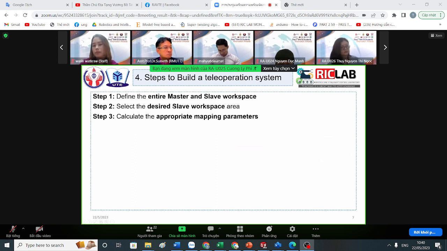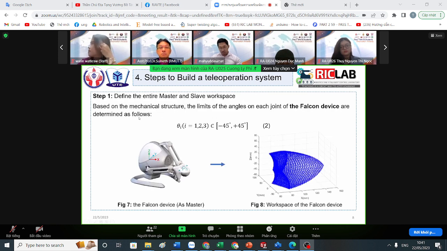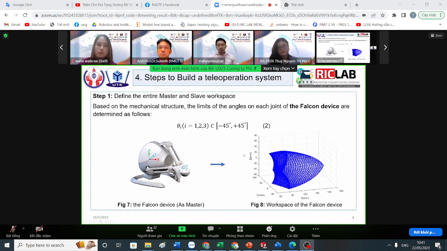The steps to build a calibration system are 3 steps. Step 1 is to define the entire master and slave workspace. Step 2 is to select the desired slave workspace area. Step 3 is to calculate the appropriate mapping parameters. First, step 1: beyond the mechanical structure, the limits of the angle of each joint of the Falcon device are determined in equation number 2. Theta 1, 2, 3 belong to the range of minus 45 to 40, the workspace of the Falcon device.